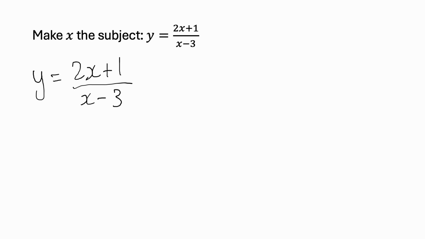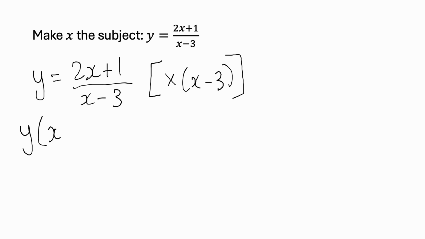As I said before, generally we try to get rid of the fraction where we can. And in order to get rid of a fraction, we have to times by whatever the denominator is. So for this instance, we're going to times by x minus 3 on both sides. So we get y times by x minus 3 is equal to 2x plus 1.